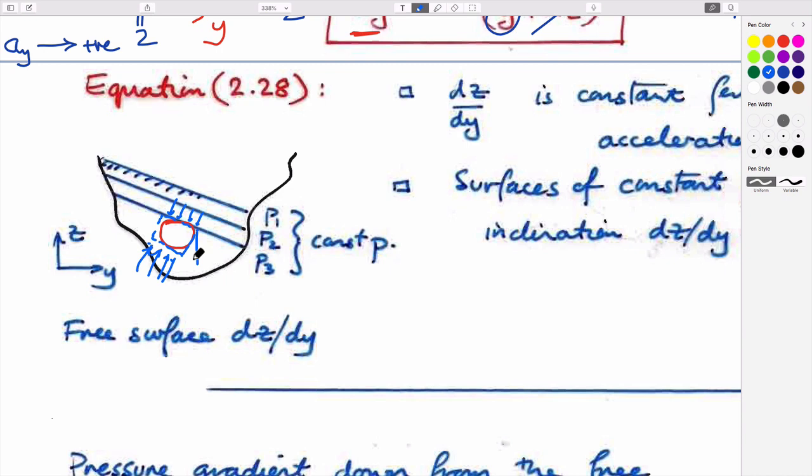actually, let me orient that in a slightly different way. Let me take those out. Yeah, that's bad.